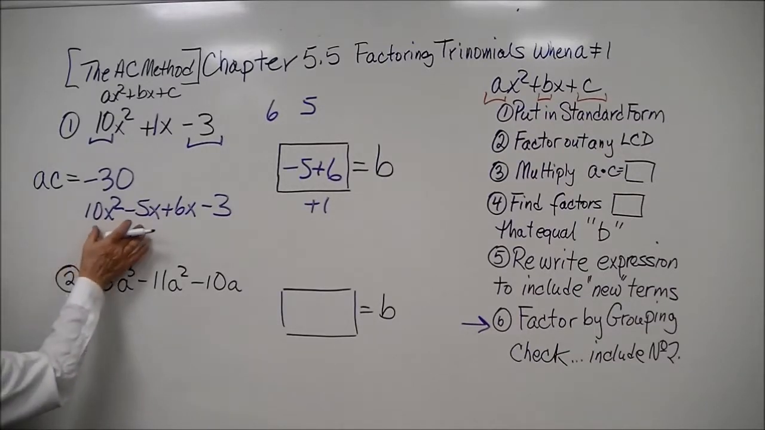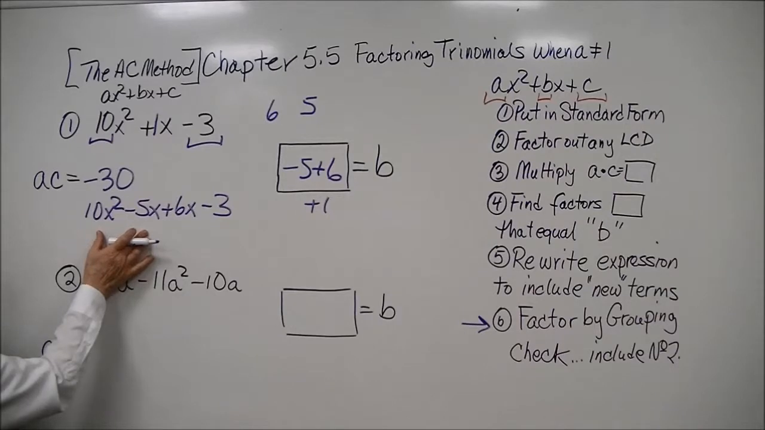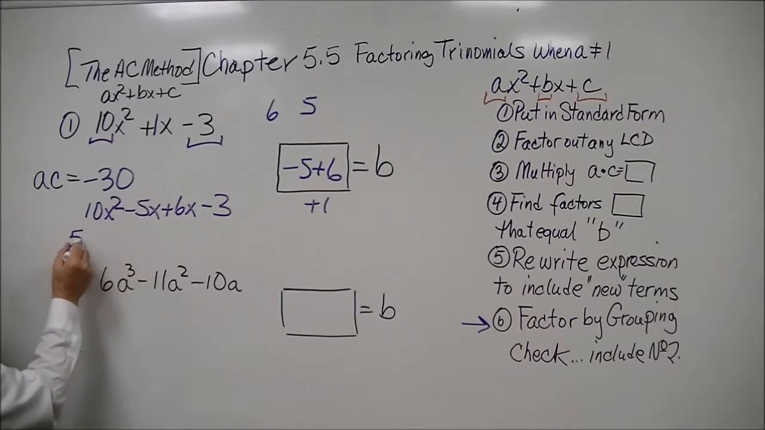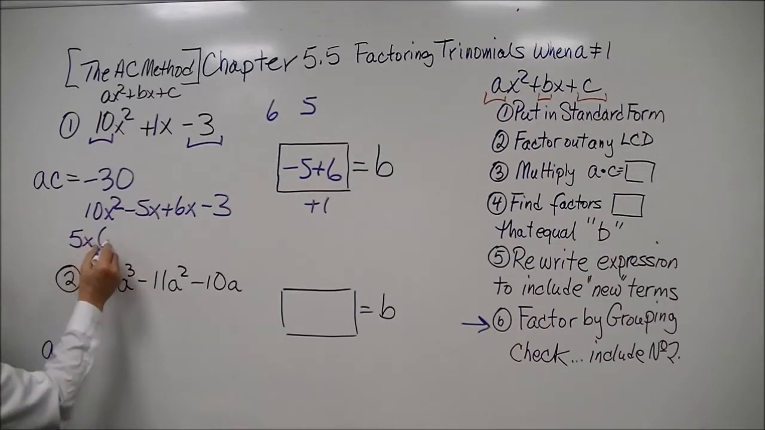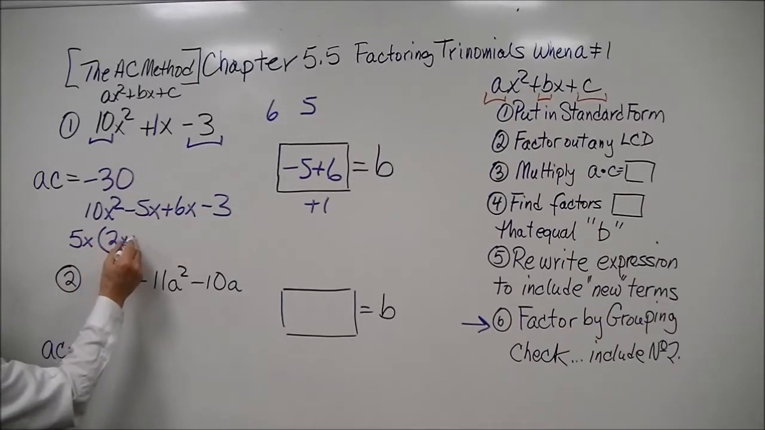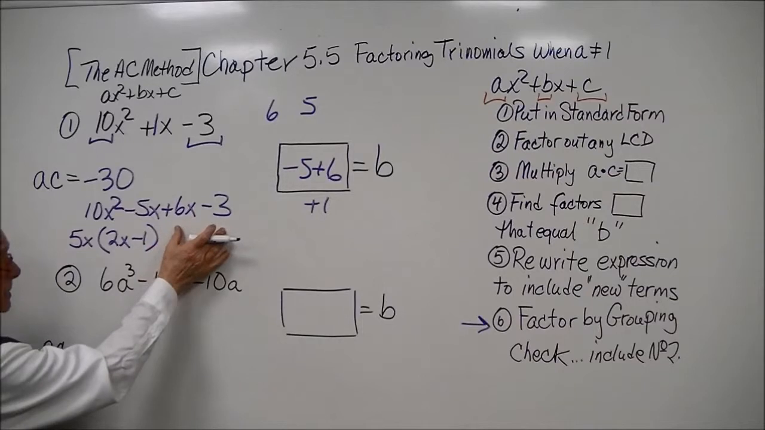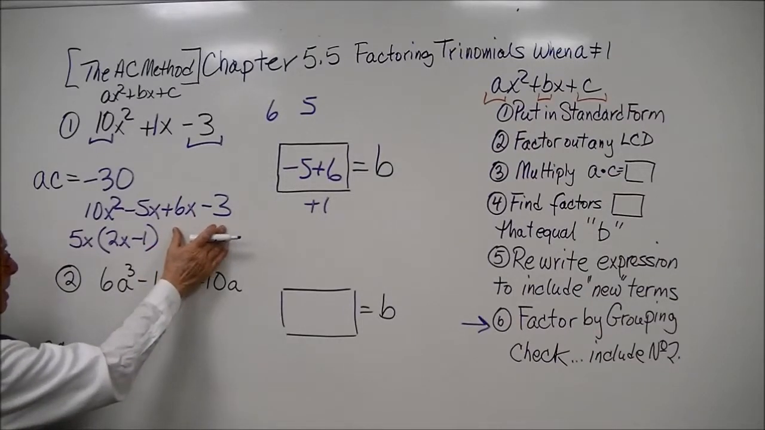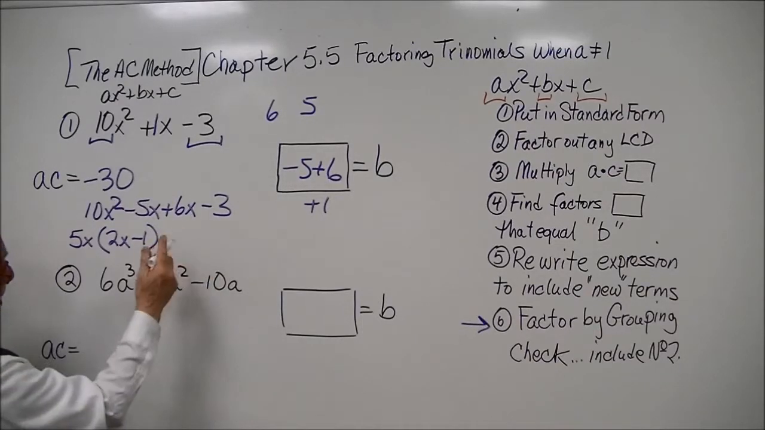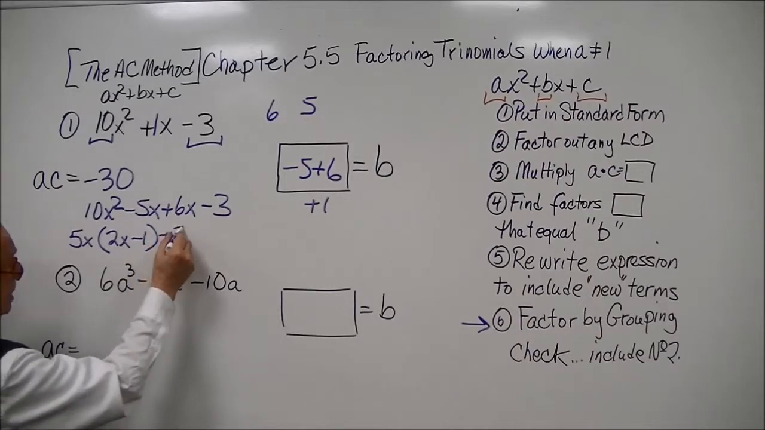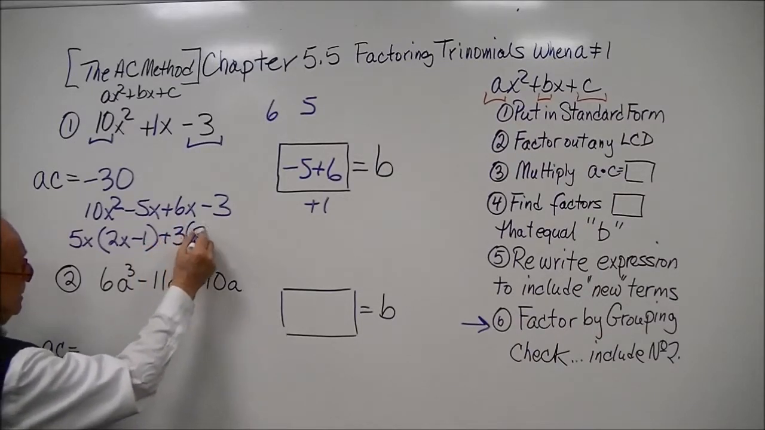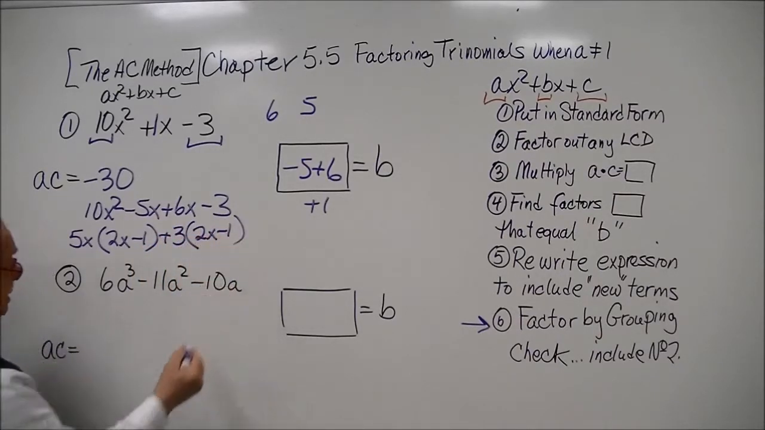Is there a common factor in these first two terms? And the answer is yes, there's a 5x there. And we're left with 2x minus 1. Now how about these next two terms? Is there a common factor? Yes, a plus 3. And I get 2x minus 1.